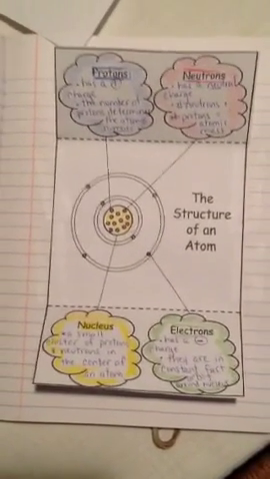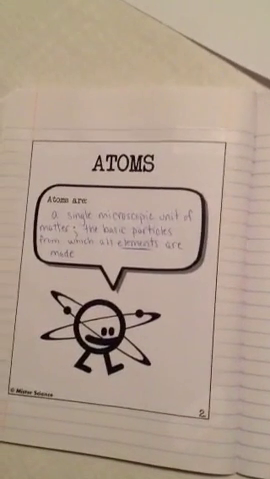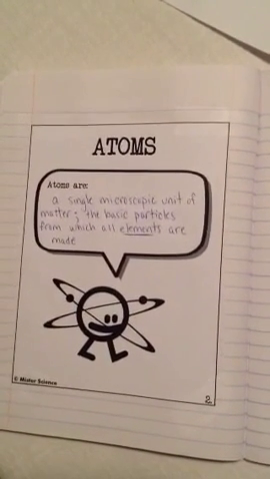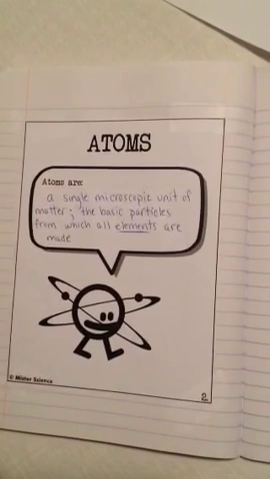Alright, so let's review real quick the definition of an atom: a single microscopic unit of matter. Everything is made of atoms.